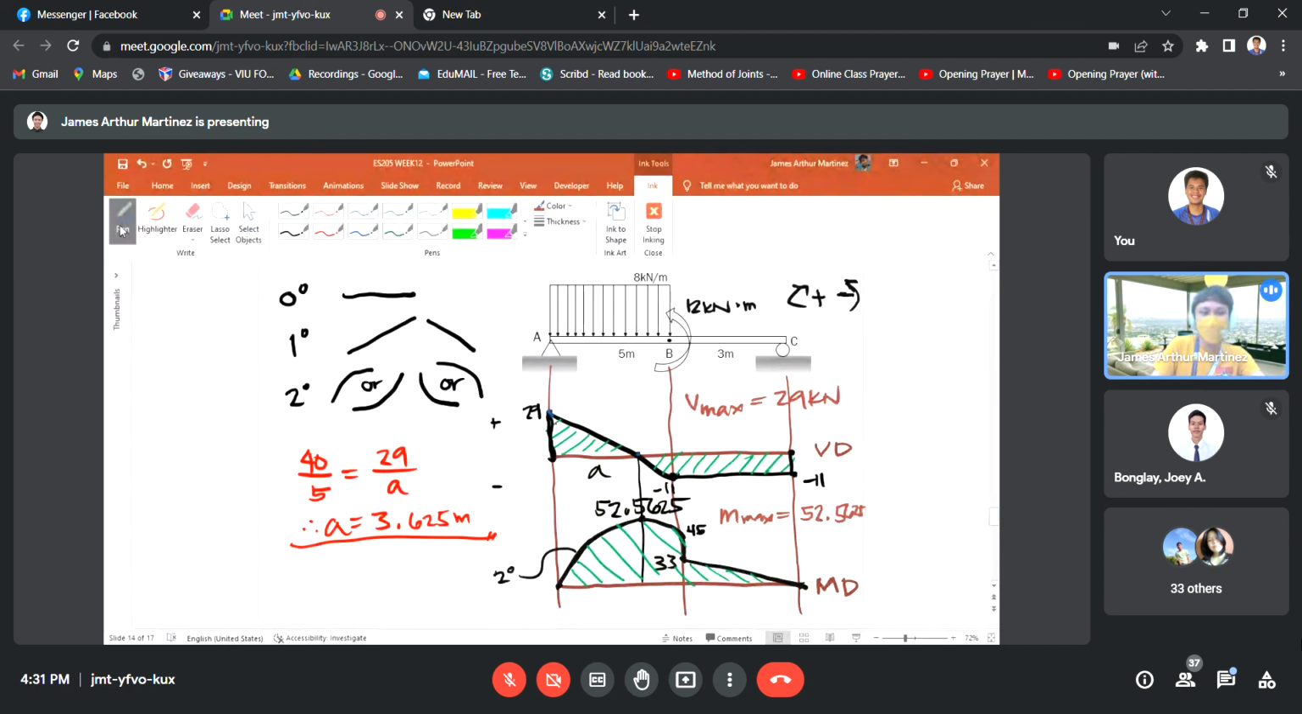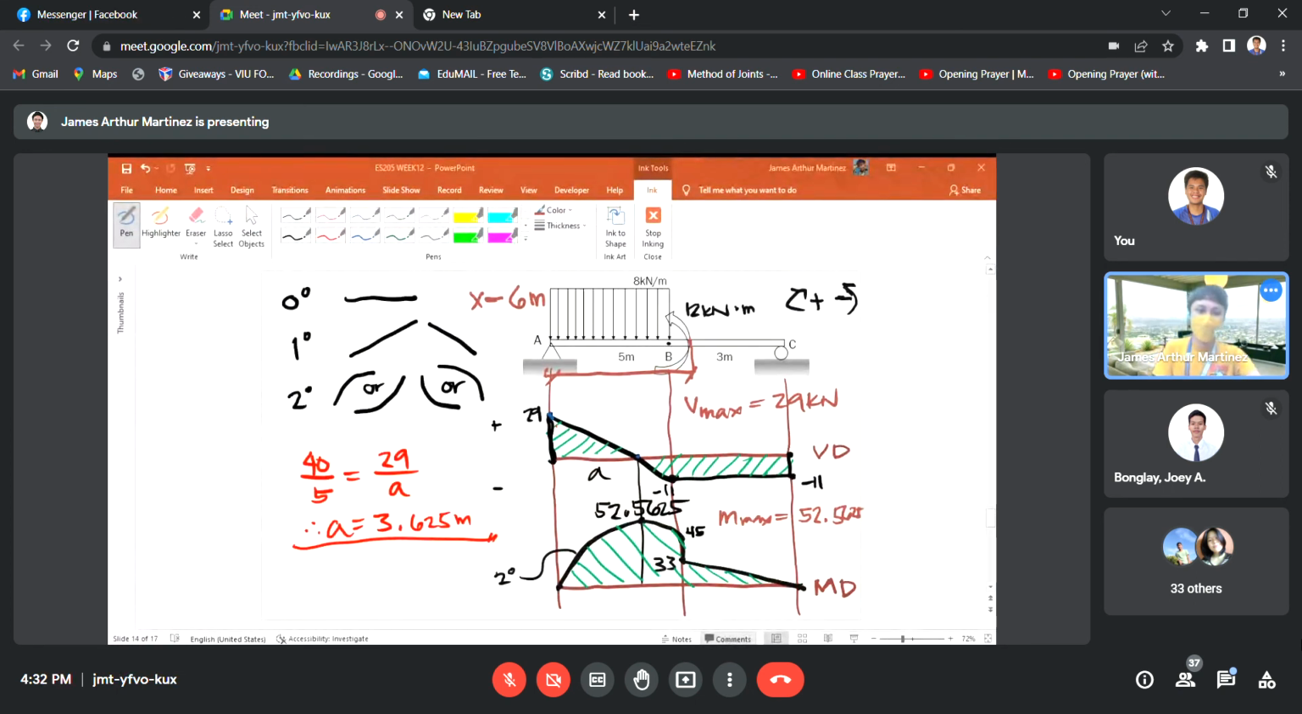Okay. If in the board exam you encounter a problem asking what is the magnitude of shear and moment at a distance x equal to 6 meters from point A, let's say for example, what equation would you use to compute the magnitude of shear and moment at 6 meters distance from a support? Anyone?